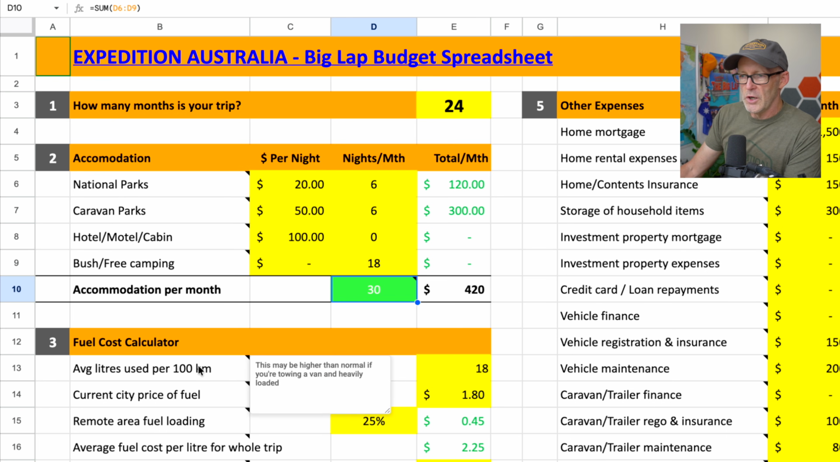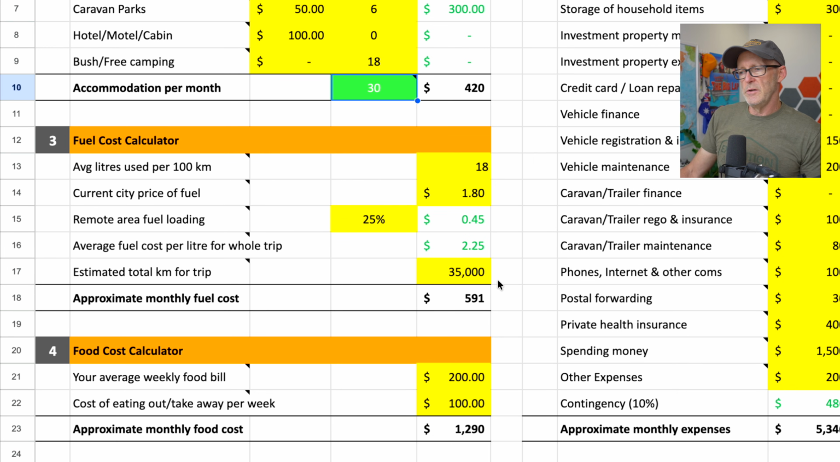All right, so the fuel cost calculator, this is going to basically estimate your fuel usage for the trip. Obviously, accommodation, fuel, and food are the biggest 3 expenses for most people's trips, so that's why they're sort of number 2, 3, and 4 here. So what you have to do is start with, what sort of mileage does your vehicle get?